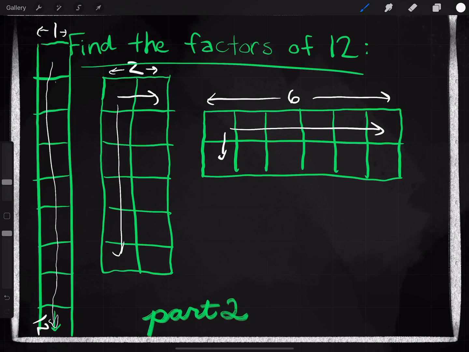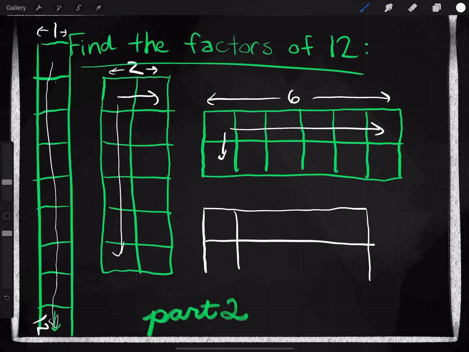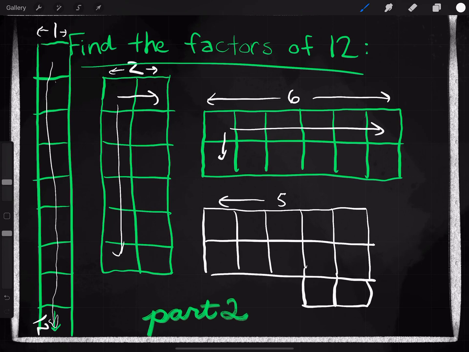Now, if I wanted to see is 5 a factor of 12, I could start making one that is 5 across. So I have 1, 2, 3, 4, 5, and then 6, 7, 8, 9, 10. But then there needs to be 2 more boxes. So here's 5 across. Is 5 a factor of 12? Well, no, it is not, because it doesn't make a rectangle. Instead, it makes this bumpy combination shape. But that doesn't count as a factor.